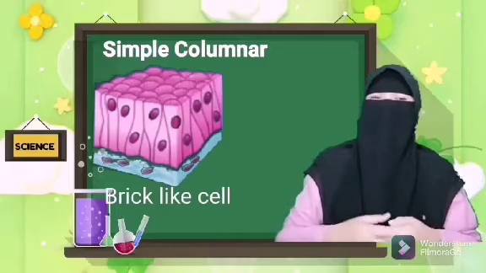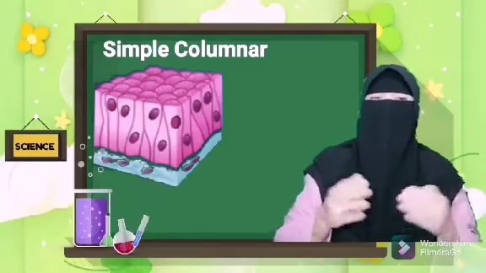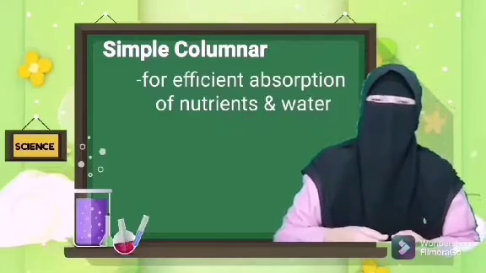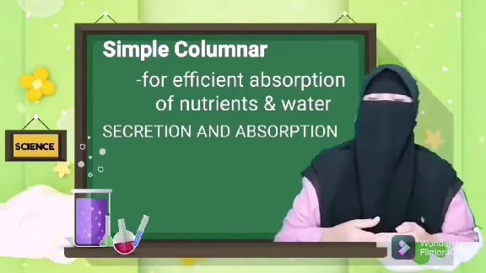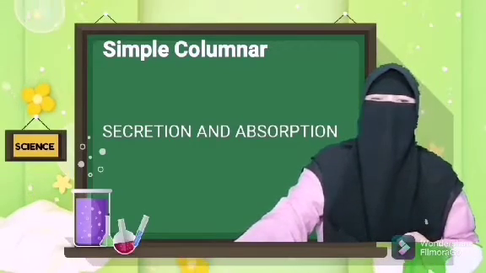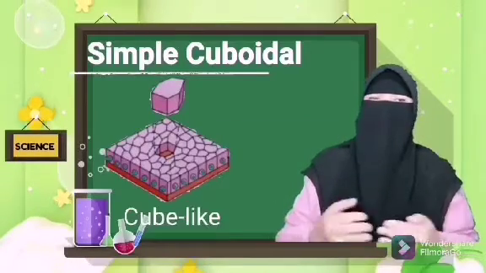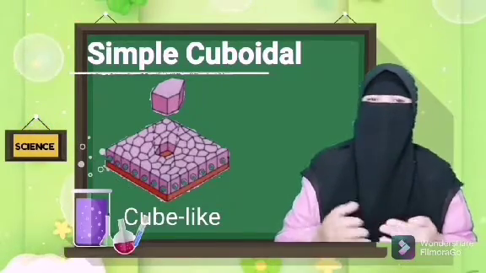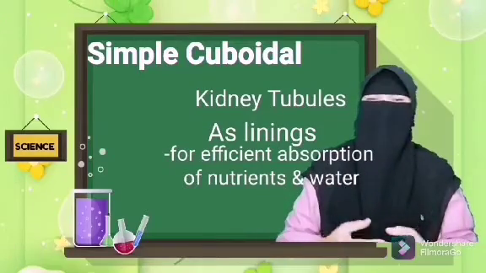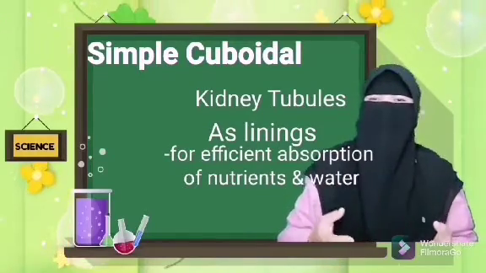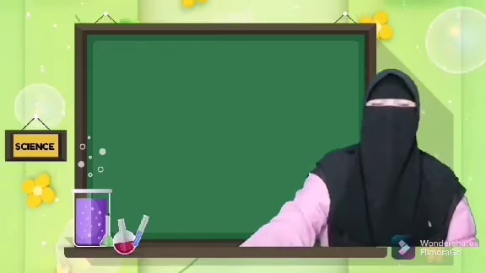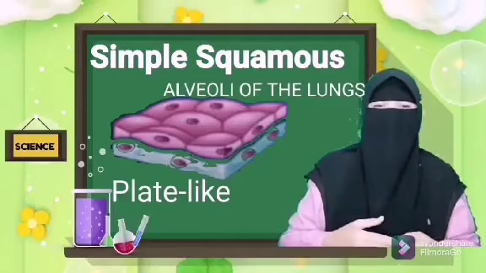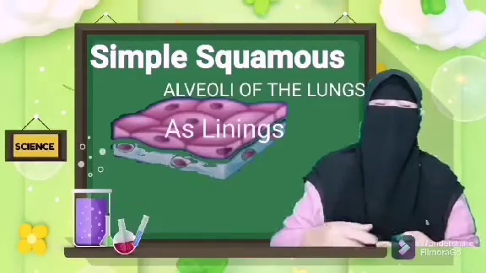Simple columnar, or brick-like cells, is found in the intestines for efficient absorption of nutrients and water, and this is for secretion and absorption. Simple cuboidal means the cube-like structure. It is found in the kidney tubules as lining, and this is for efficient absorption of nutrients and water. Simple squamous are plate-like shaped cells found in the alveoli of the lungs as linings.